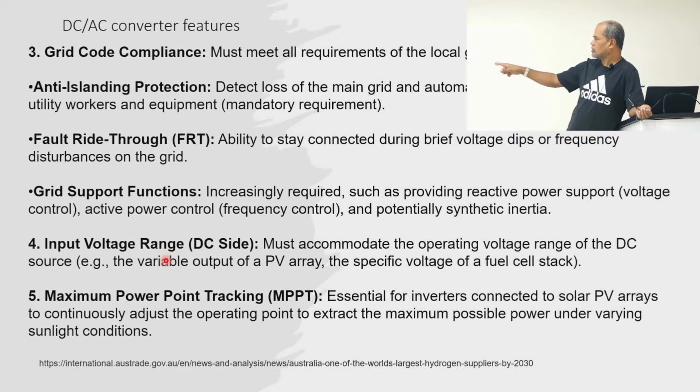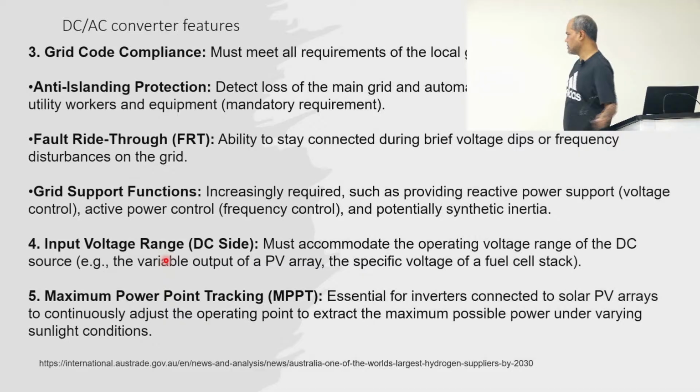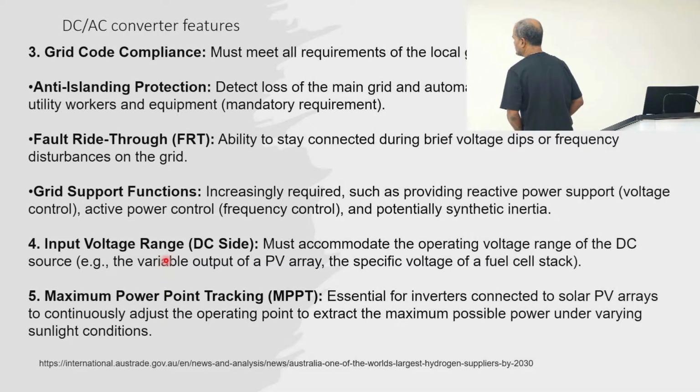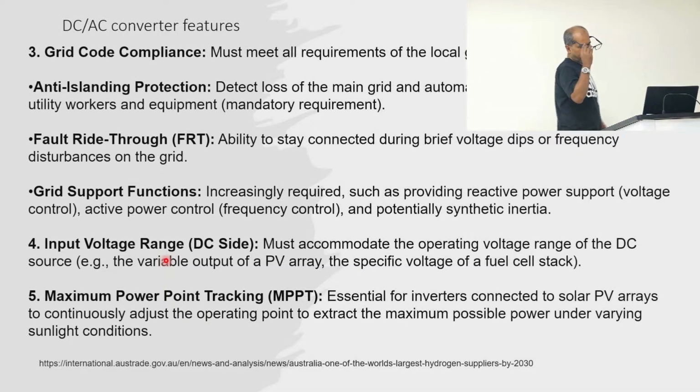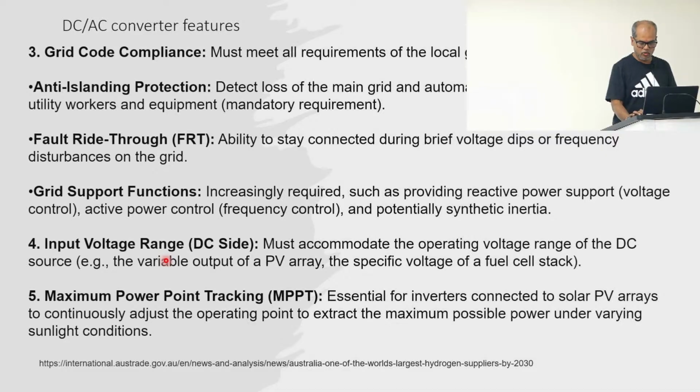Same as the other one, it should accommodate a range of DC voltage that might be coming from PV or from a fuel cell. And if you have PV, the MPPT should also be connected with the PV to provide maximum power output from the PV under any operating condition.